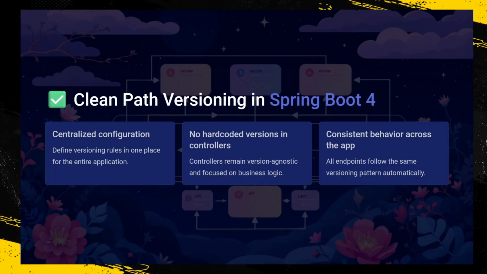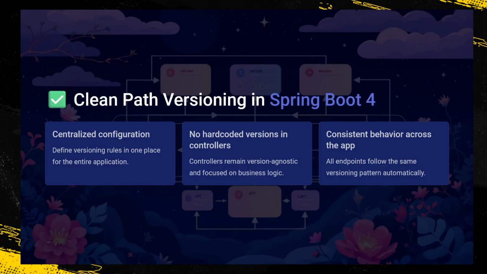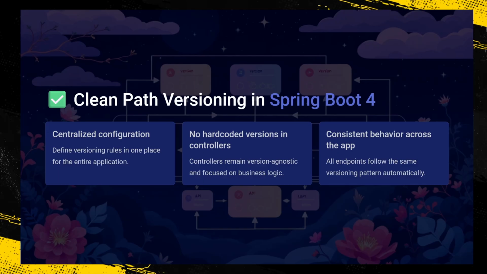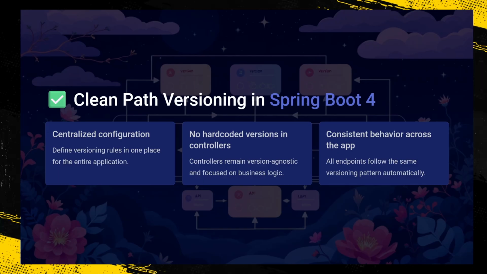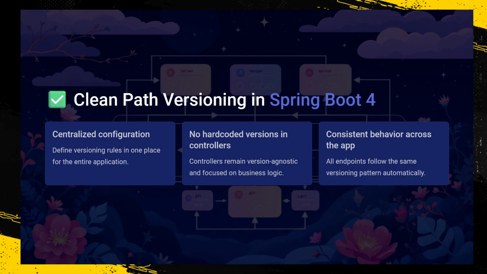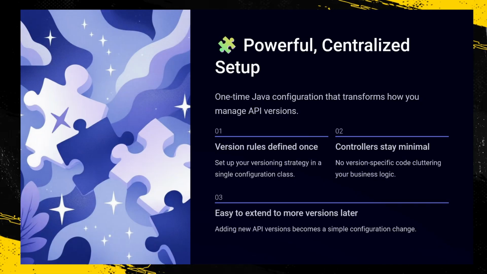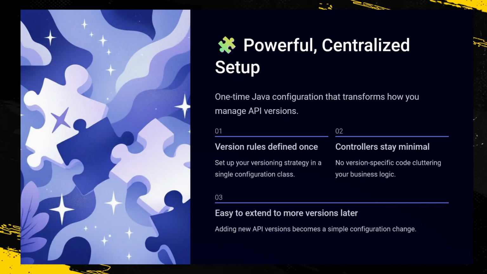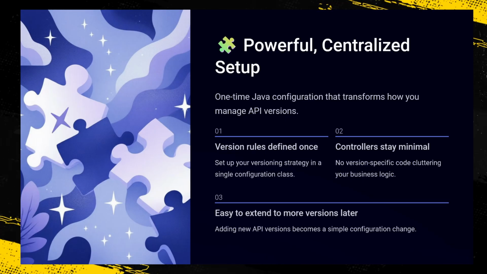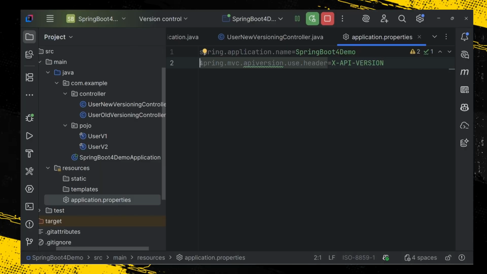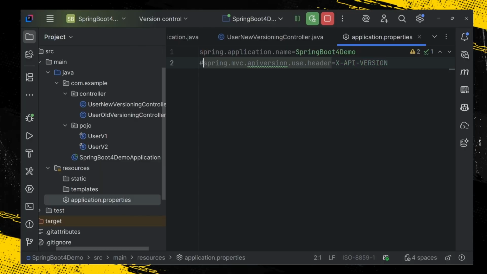The Spring Boot 4 path versioning is probably the biggest change because we can use a configuration class to apply the path prefix magically to all our controllers. This is where we use the second configuration approach, that is the Java configs. We'll implement WebMvcConfigurer and override two methods. It looks like a lot, but it's a powerful one-time setup. So in the application properties, we'll comment out the versioning that we have mentioned.